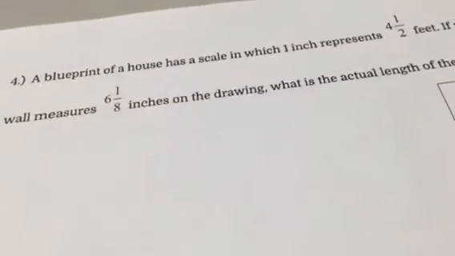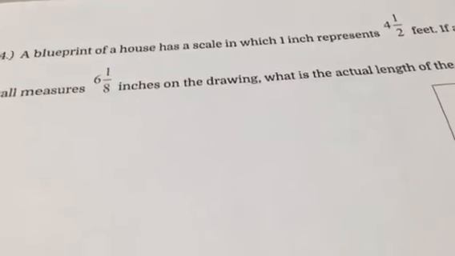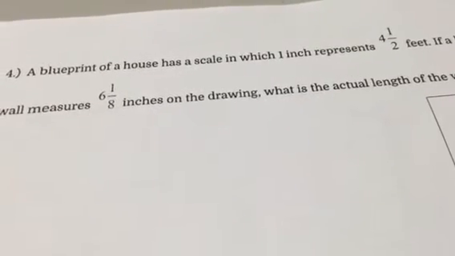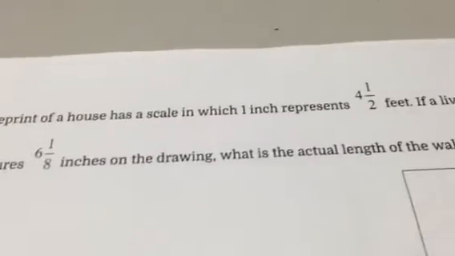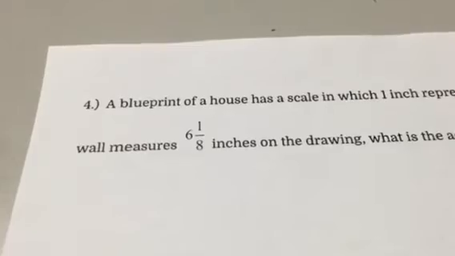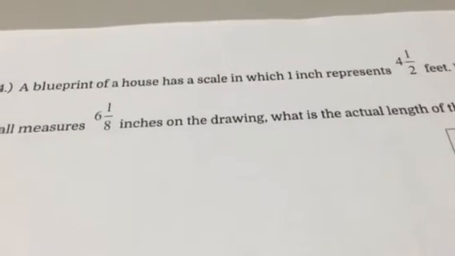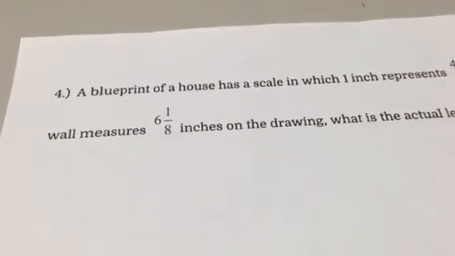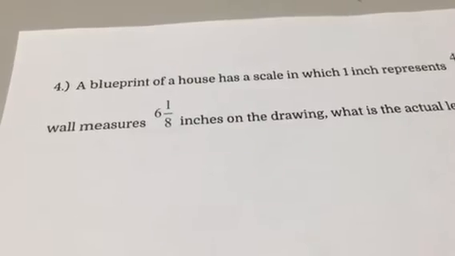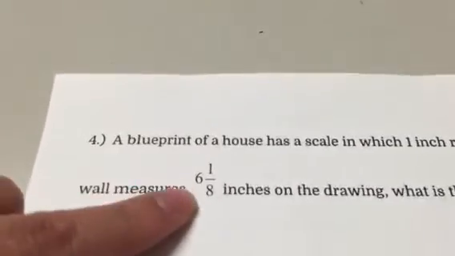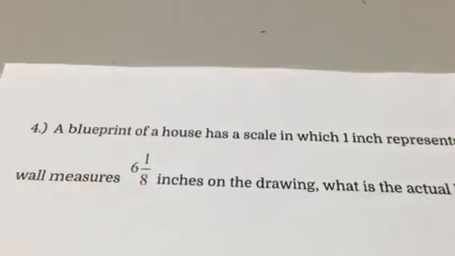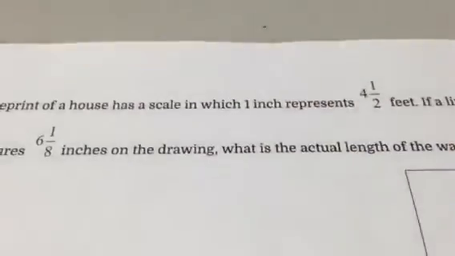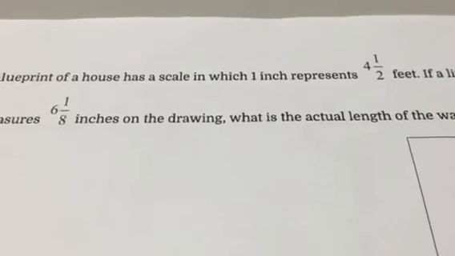All right, let's skip to the back. Let's take a look at number 4. It says the blueprint of a house has a scale in which 1 inch represents 4.5 feet. The living room wall measures 6 1/8 inches on the drawing. Then what is the actual length of the wall? Okay, so it's like we're converting inches to feet. So 6 1/8 inches, we're going to have to multiply by 4.5 feet to find out what that would be.